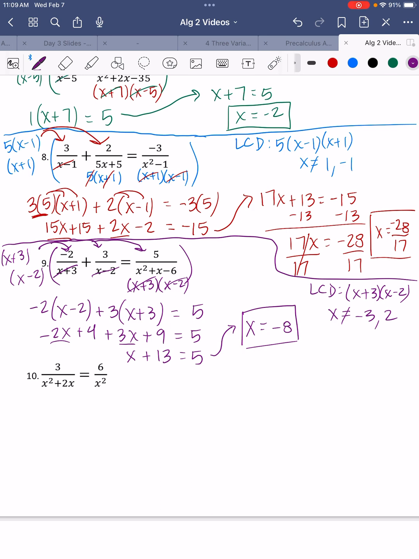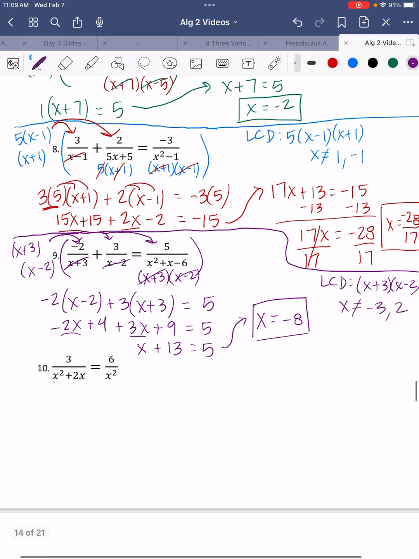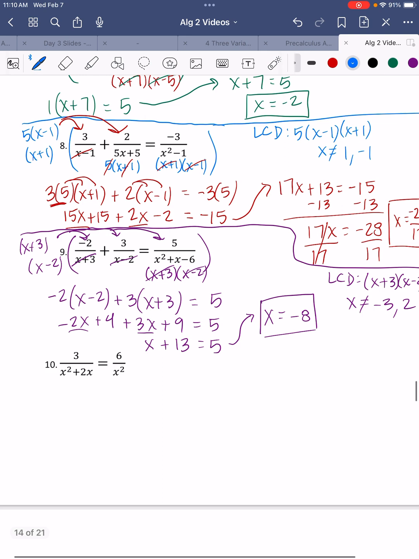I don't know if any on this side have extraneous solutions or not, but if not, you can always ask your teacher or go back to that example on the front that did. Let's go ahead and finish it out with number 10. 10 says 3 over x squared plus 2x equals 6 over x squared. I'm going to factor out a GCF.